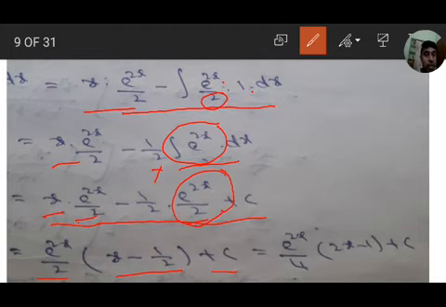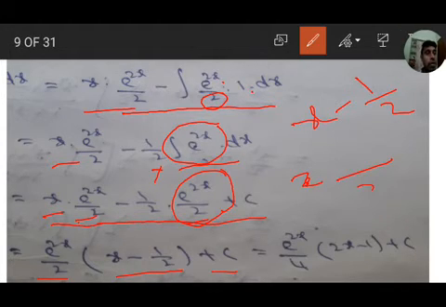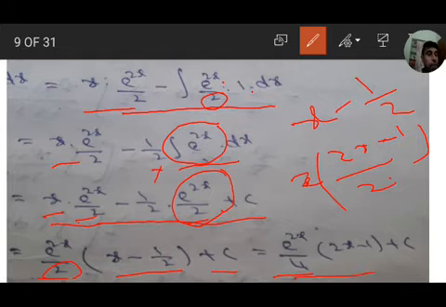So here 2 is the LCM, we get x minus 1 by 2, 2 LCM, 2x minus 1. Already 2 is there, 2 into 2 is 4, that is e to the power of 2x by 4 into 2x minus 1 plus c is the answer.